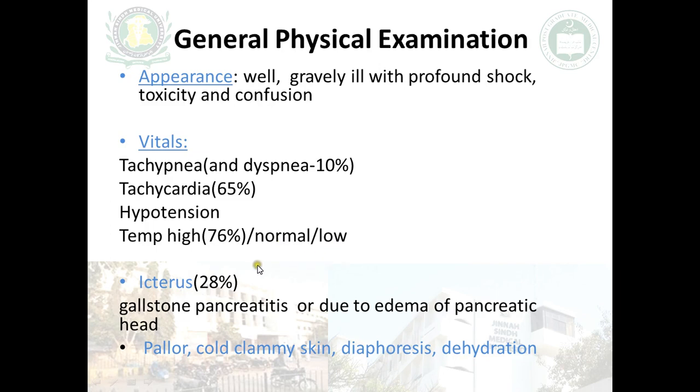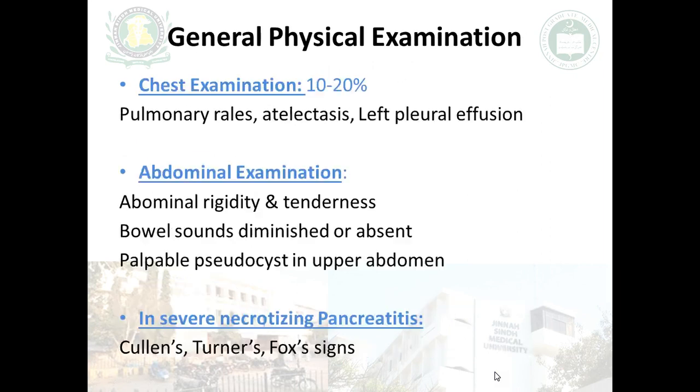In 76% of cases they will have a high temperature, but temperature can be normal or low, especially when they have multi-organ failure. The third important thing on examination is jaundice, which is present in 28% of patients. Basically, this occurs in gallstone pancreatitis or due to edema of the pancreatic head. Overall, the patient can have pallor, cold clammy skin, diaphoresis and dehydration when they have severe acute pancreatitis. 10 to 20% of patients can have chest findings, like most of them having a left pleural effusion. They can have pulmonary crepitations or atelectasis.